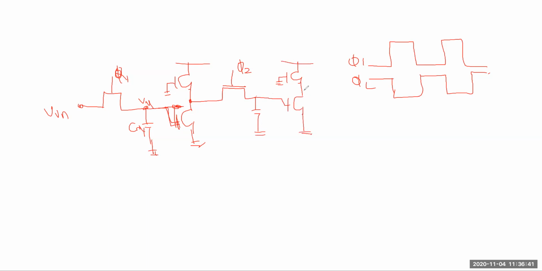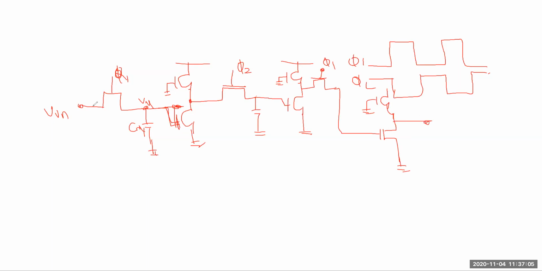Again, another pass transistor. This will again be phi 1. Next, another inverter. So this is an inverter, and this is your output.